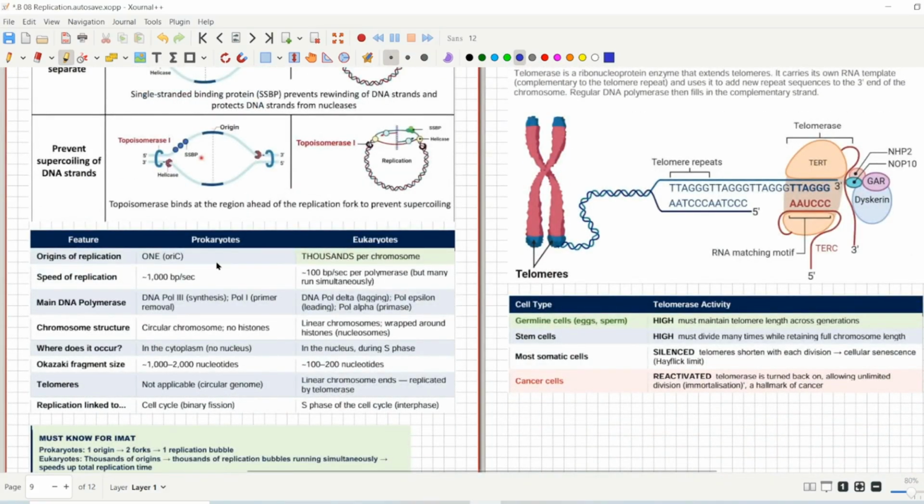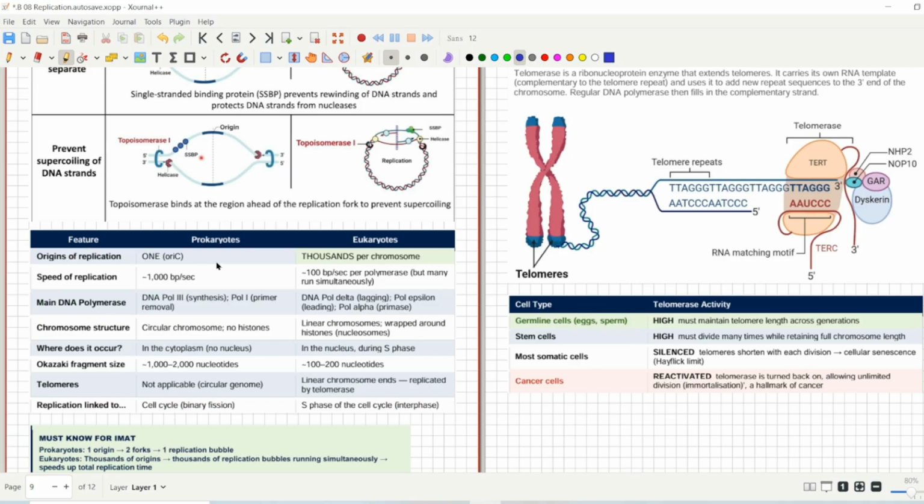So first of all, prokaryotes contain one origin of replication, while eukaryotes contain many multiple origins of replication per chromosome. If you talk about prokaryotes, the speed of replication is 1000 bp per second, right? While eukaryotes have a slower speed, that is 100 bp per second per polymerase, but many run simultaneously. So eukaryotes have many polymerase enzymes. So even if prokaryotes are really fast, eukaryotes have multiple replication bubbles, with multiple replications happening at a single time.